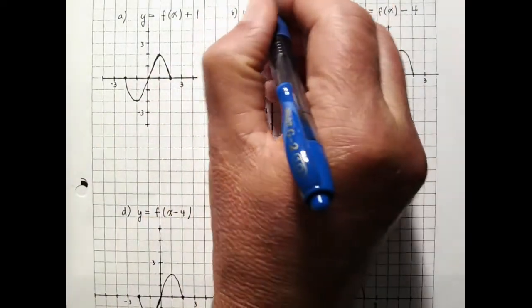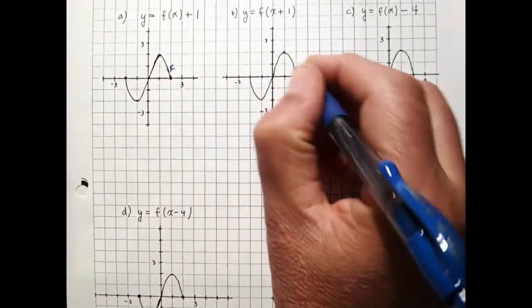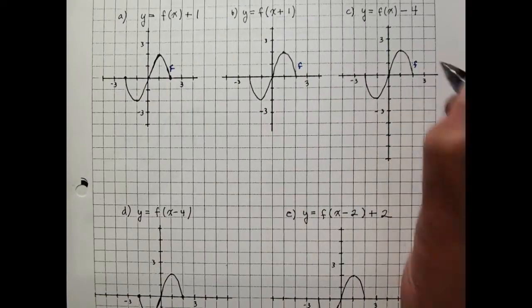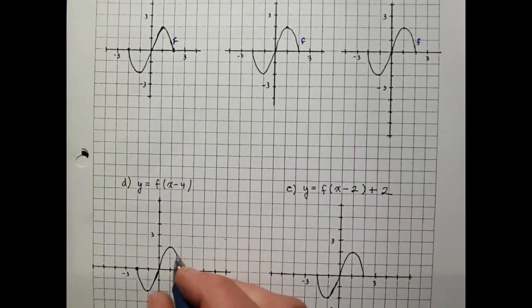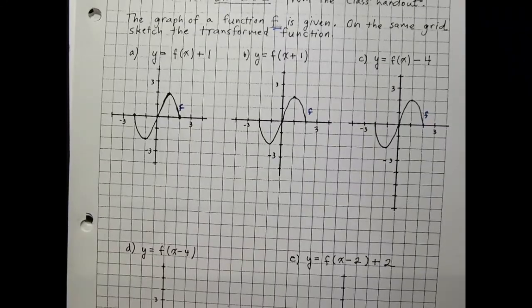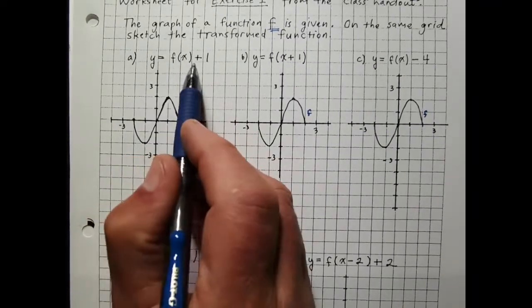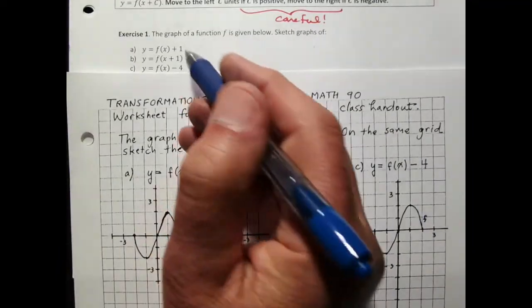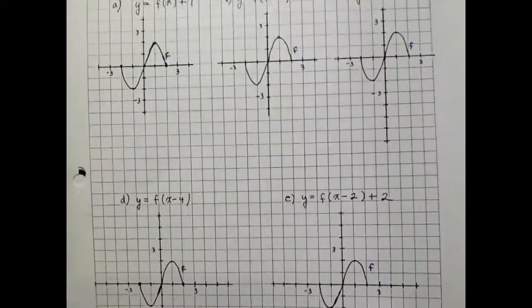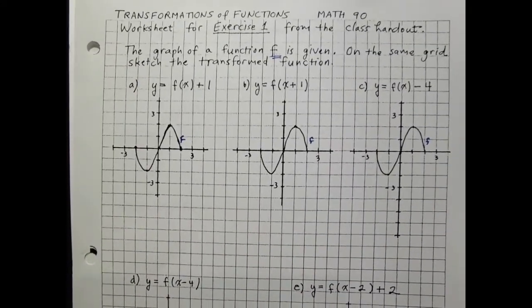So the graph of a function f is given. In each case, this is the original f. Just the same picture over and over again. And then what we're going to do is transform f to get a new function as being requested in parts A, B, C, D, E in each case. Okay, so I just want to make sure those instructions are clear.